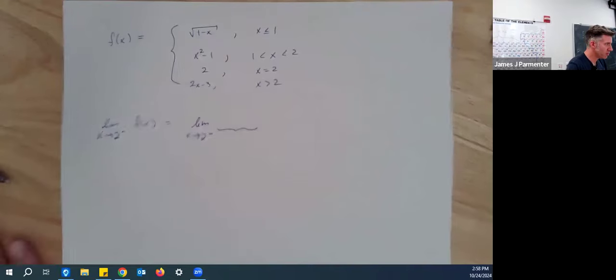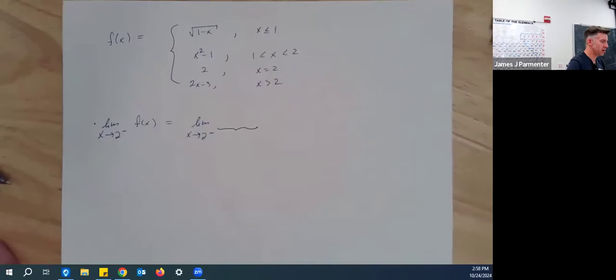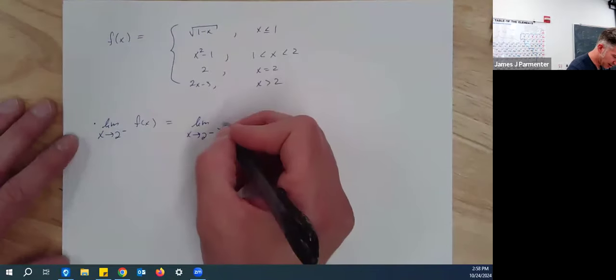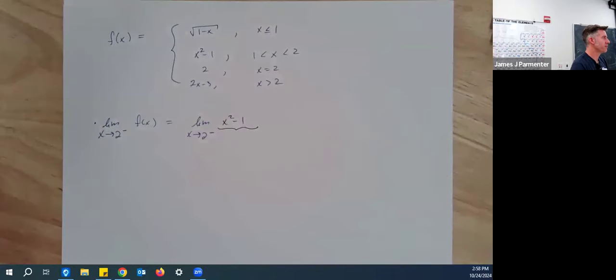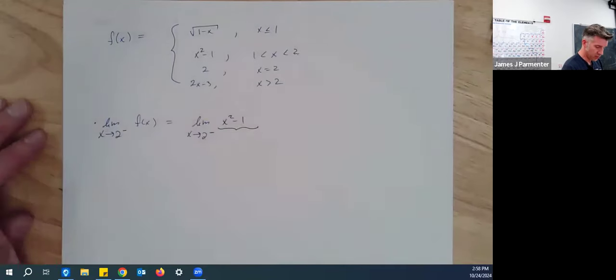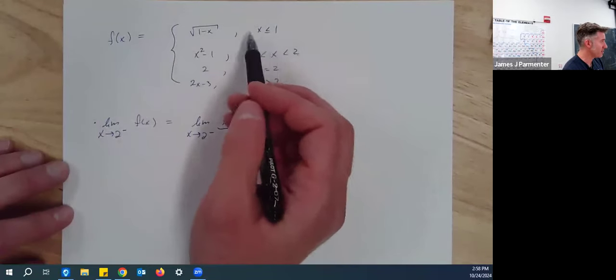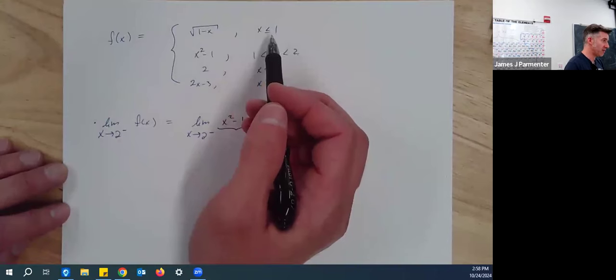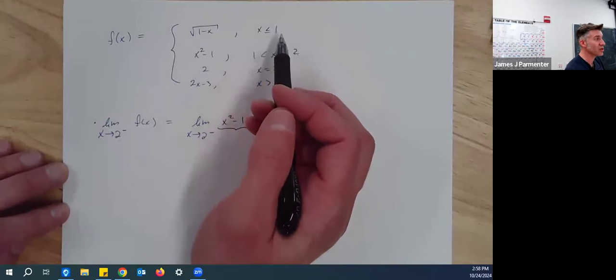All right, drum roll. And the function is x squared minus 1. That's the piece we should be using if we're getting really close to 2 from the less than 2 side, because that's where x is less than 2, but still really close to 2. We can't use this first piece, although x is less than 2 there. It's not close enough to 2 to be the limit as x approaches 2.